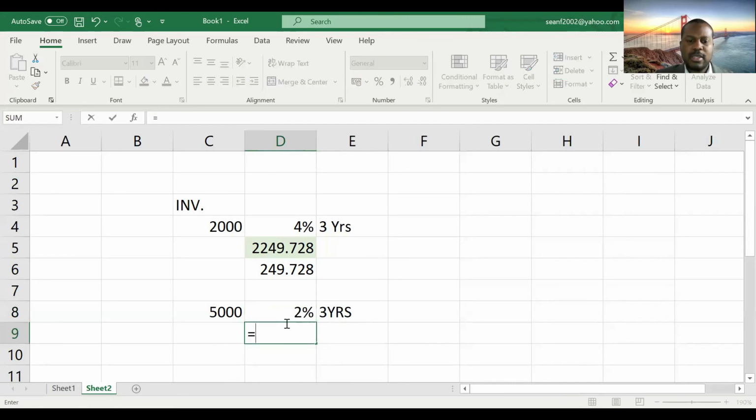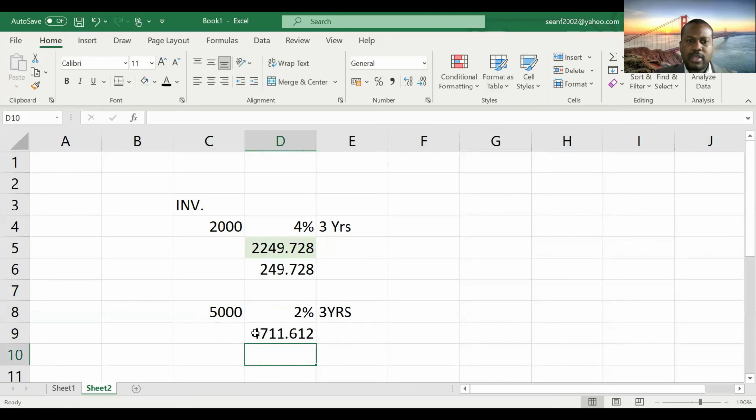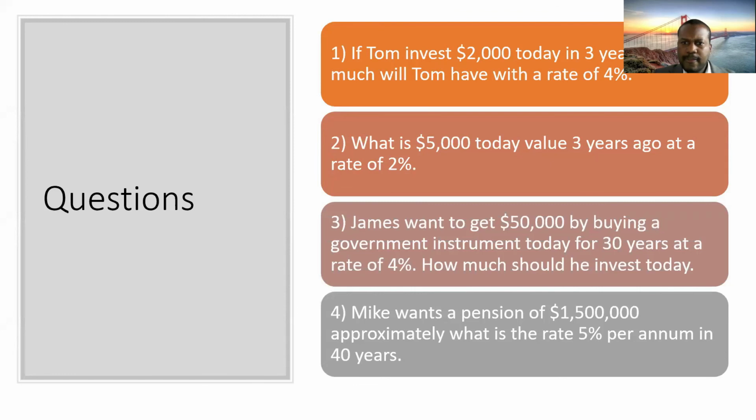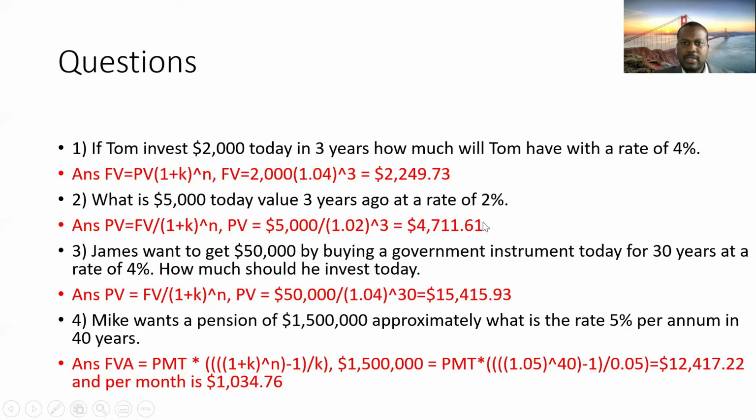So how we would do this now is 5,000 divided by (1.02), and we raise that to 3, and that's 4,711.61, which is correct.